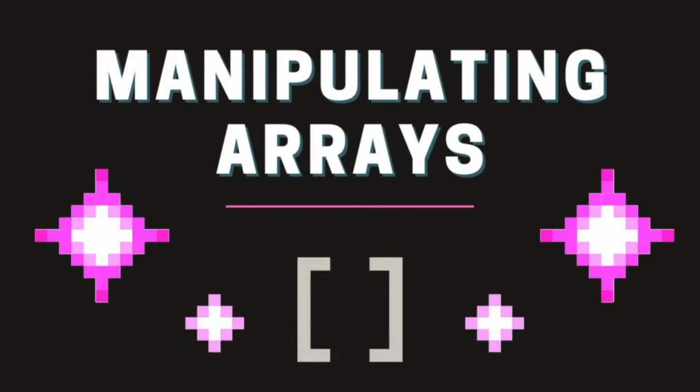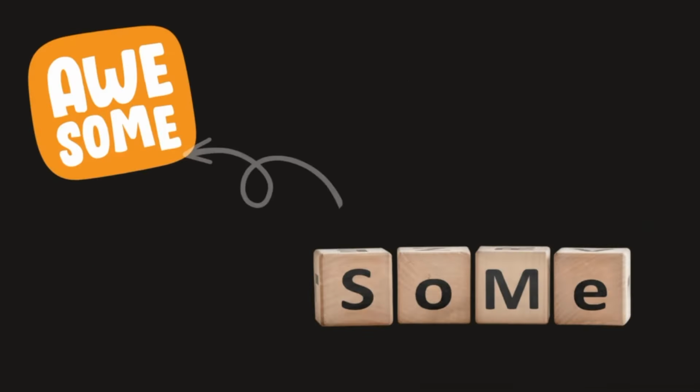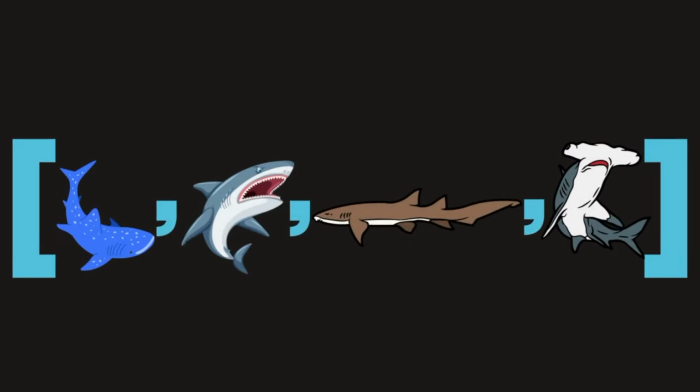This video is a part of a series all about manipulating arrays. Let's talk about the some method. Let's say we have an array of all the sharks in a tank at the aquarium. We don't want to swim in the tank if any of the sharks are dangerous to swim with. The some method can help us with this.